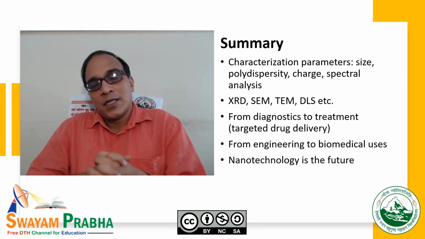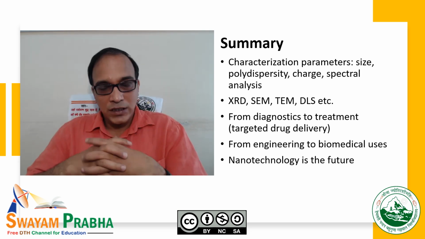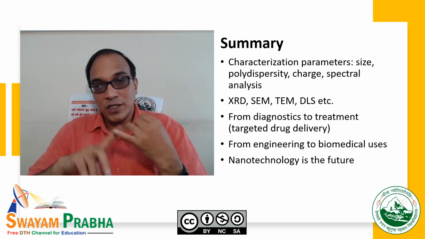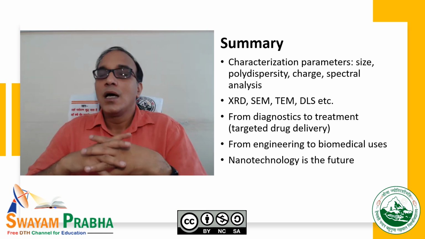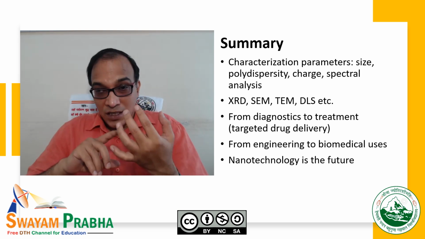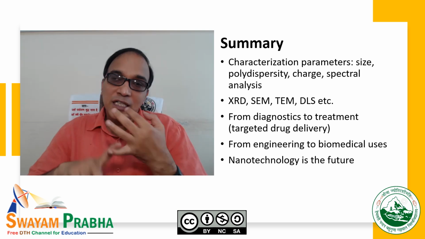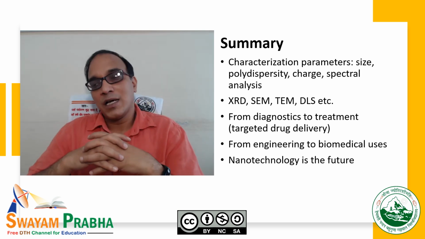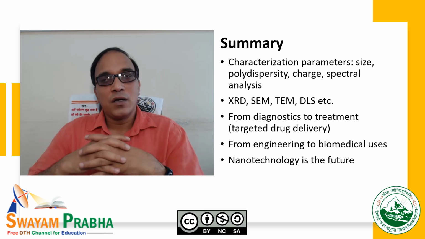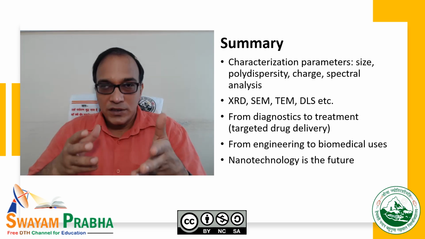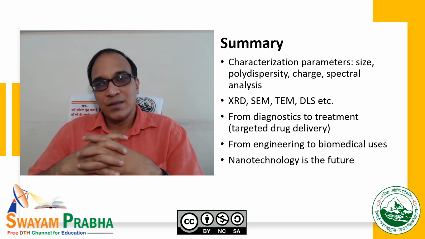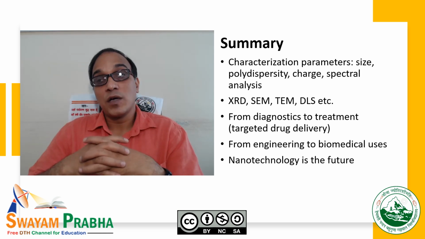Now friends, let me summarize whatever we have learned today in this lecture. We studied the characterization parameters: particle size, polydispersity, charge, spectral analysis, and thermal analysis, with the help of XRD, SEM, TEM, DLS. Various instruments are available, Raman spectroscopy, AFM. We can perform a variety of characterization parameters, obviously including in vivo studies. In vivo studies we can perform with standard modelings, and we can see the plasma concentration time profile curve.